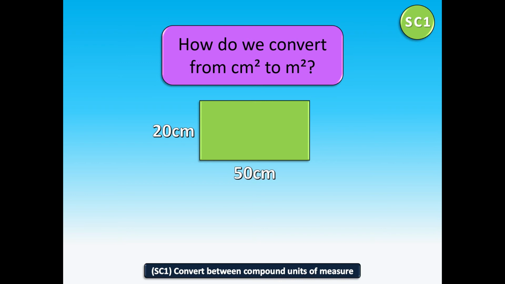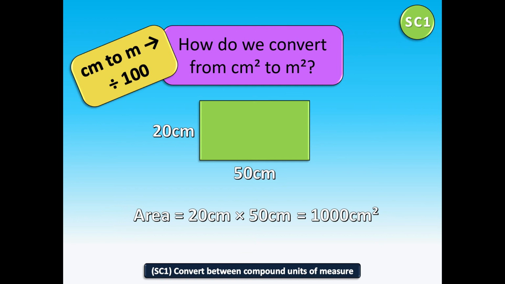Well, if we take a look at this rectangle underneath, the area of the rectangle will be 1000 centimetres squared. Now to go from centimetres to metres, we divide by 100.